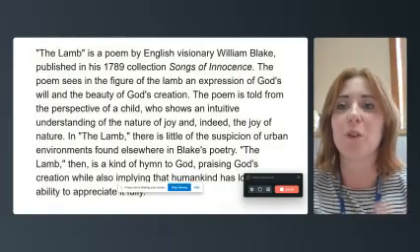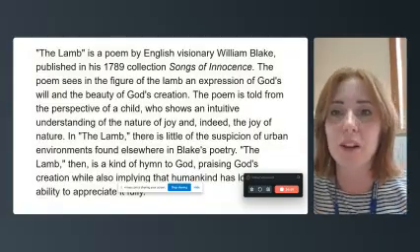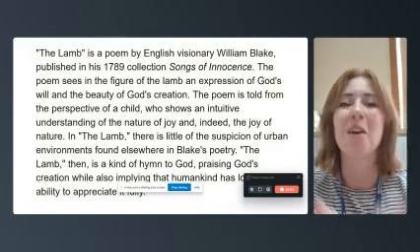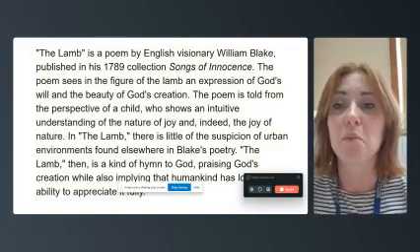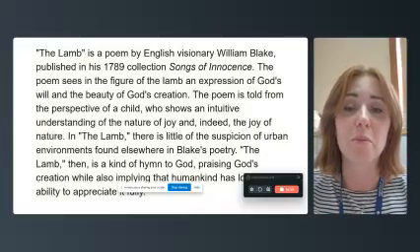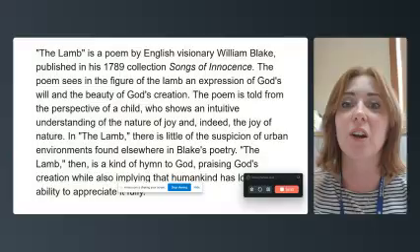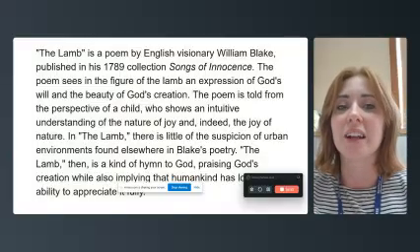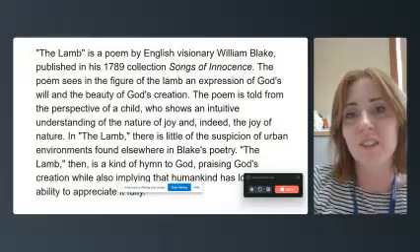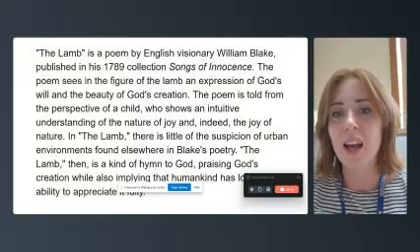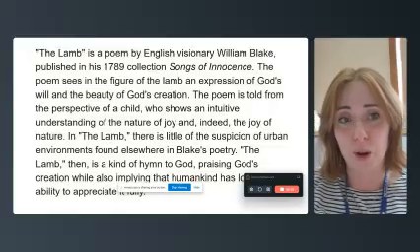So it's sort of what we were just talking about really. So the poem sees in the figure of the lamb an expression of God's will, the beauty of God's creation, so all very innocent, very positive. The poem is told from the perspective of a child, which we'll talk a little bit more about in a moment, granting power onto a child's voice to a degree. And it seems to show this very intuitive, this very natural, this untouched understanding of the nature of joy and the joy of nature, and arguably the joy of God as well.